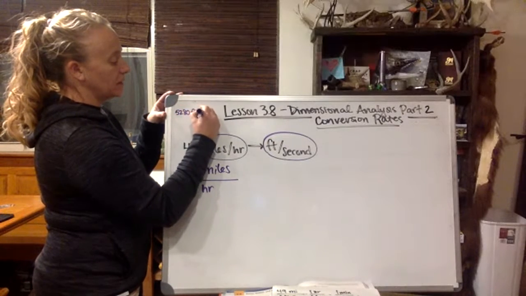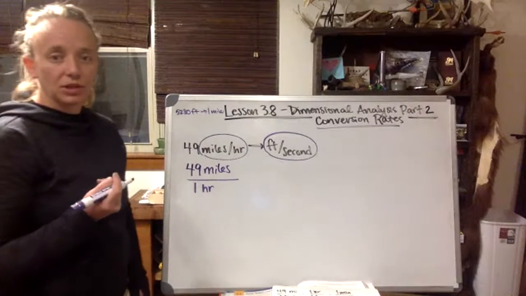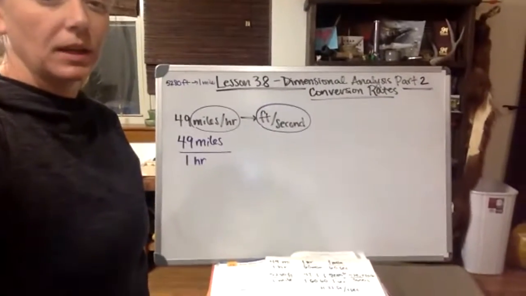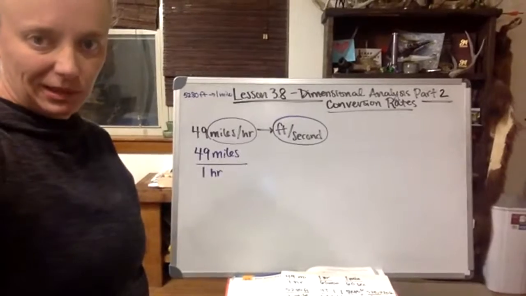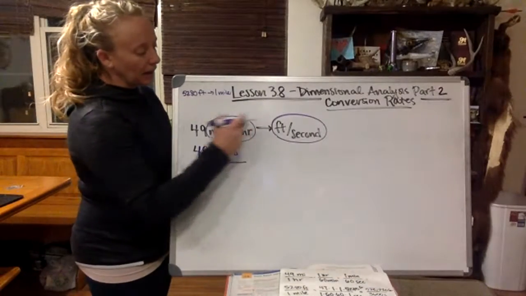5,280 feet is in 1 mile. So those are equal to each other. 5,280 feet equal 1 mile. Hopefully you can kind of see that. It's kind of tiny. Sorry. And so that would get me miles to feet.